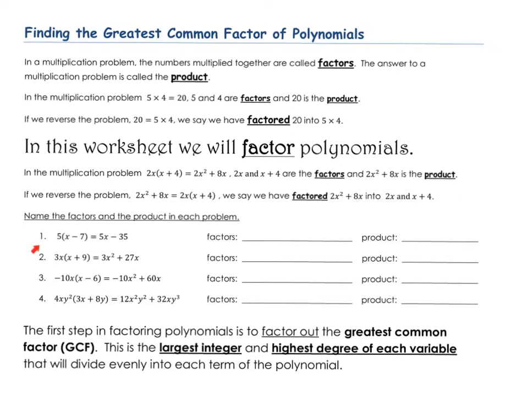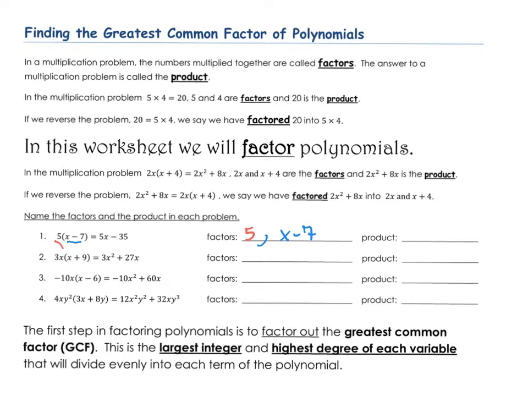So let's start with example 1 actually, and we're going to go over this in class, but you could read over it. So notice here for number 1 we have 5 times the quantity x minus 7. Whatever is being multiplied, as you're going to read in our definitions up here, those are called our factors. So that 5 is one factor, and the x minus 7 is our second factor, because these are the two things that are being multiplied.